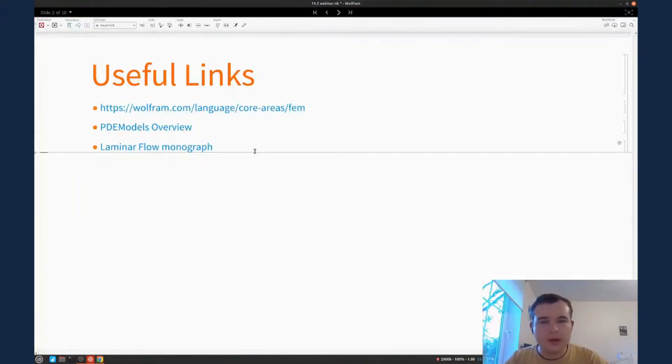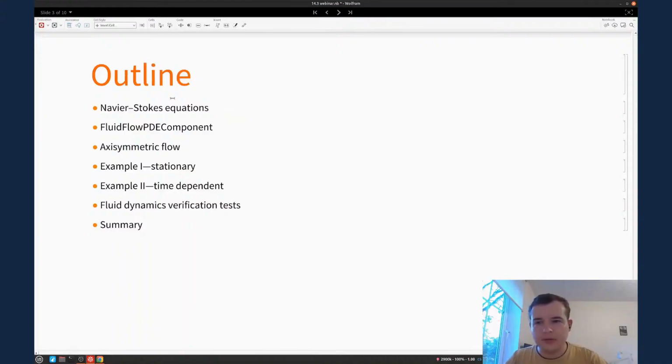So now let's go back to the new features in the Wolfram Language, and the most important feature for fluid dynamics that we have in the new version is the axisymmetric flow. So this is what we are going to discuss in this talk. But since I'm not sure if all of you are familiar with fluid dynamics, I would like to start from the Navier-Stokes equations, which are the most important equations in fluid dynamics.